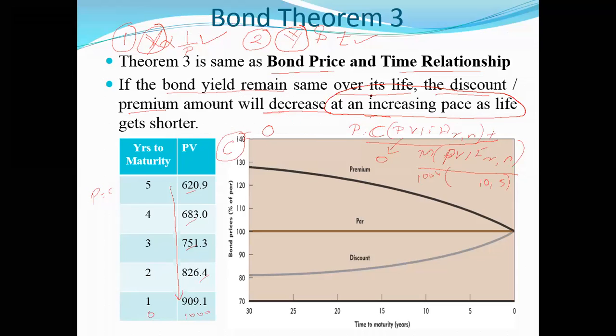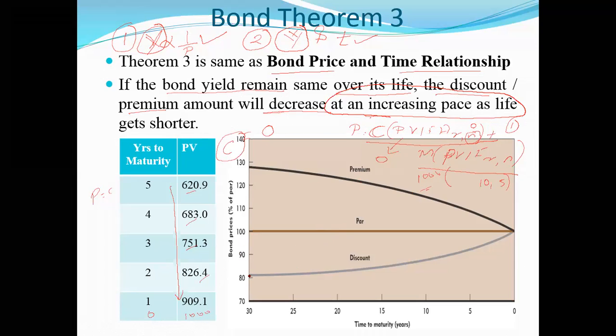Okay? Why? If n becomes zero, the present value interest factor for anything is always going to remain 1. So if you multiply 1000, which is nothing but M into 1, what do you get? You get 1000 only, right? So what it means is, when the 0th year comes in, we have 1000 rupees.